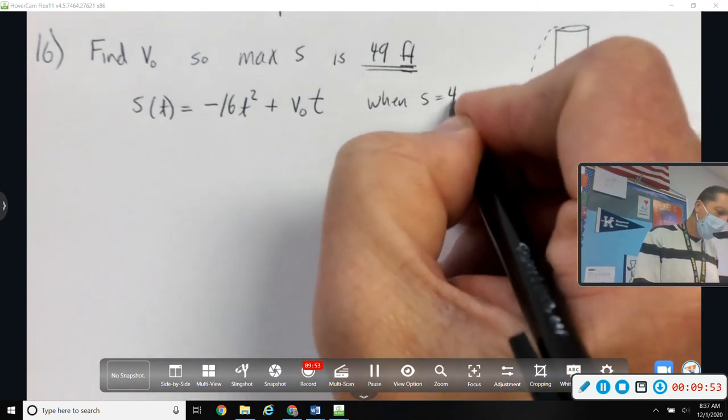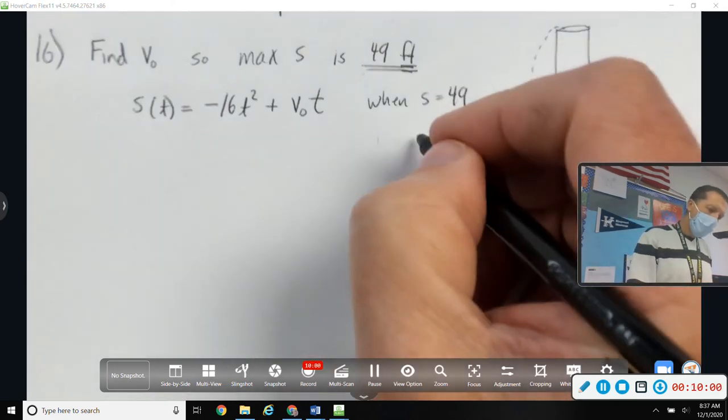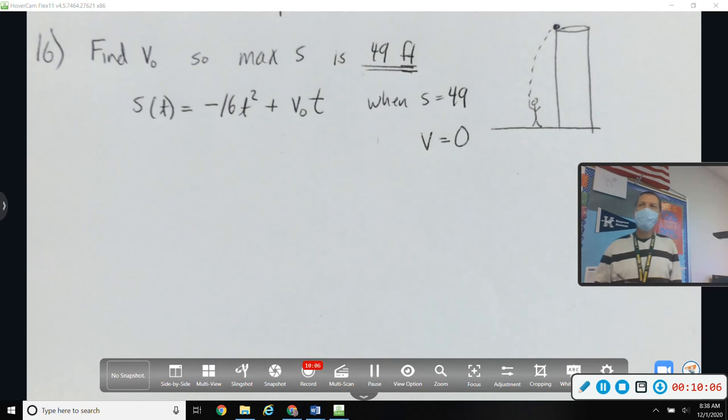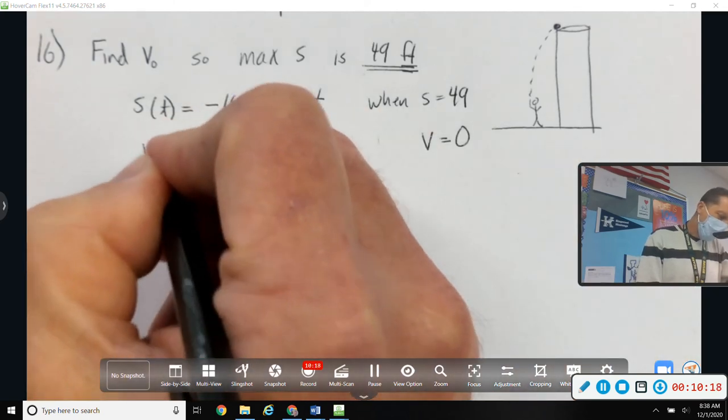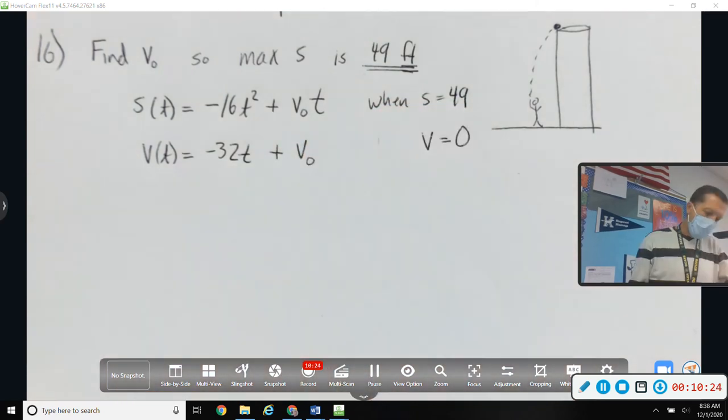Okay, so when S equals 49... What else do we know there? What's the velocity at the top? Zero. So I think that's going to be our key here. We don't know time, which usually we find time and then that helps us the rest of the way. We don't know how long that takes to happen, though. Let's see. So V of t is negative 32t plus V0. That alone, that by itself doesn't help us much. I think we're going to have to use both of these equations.